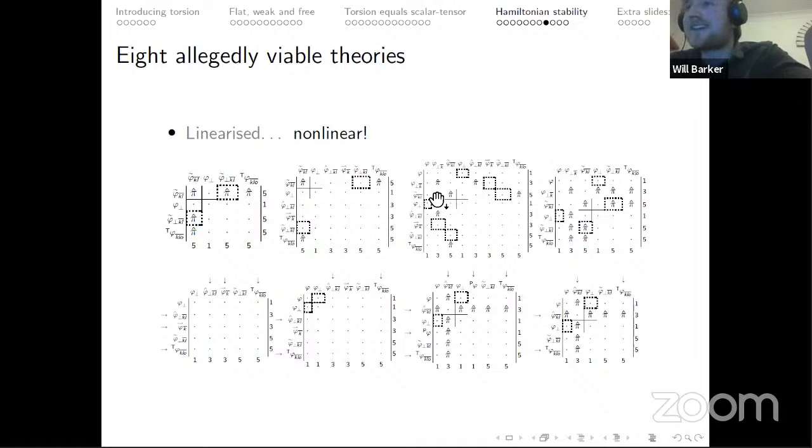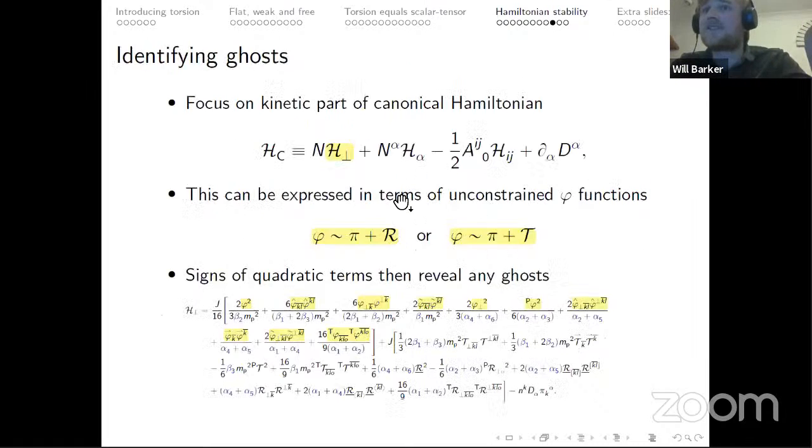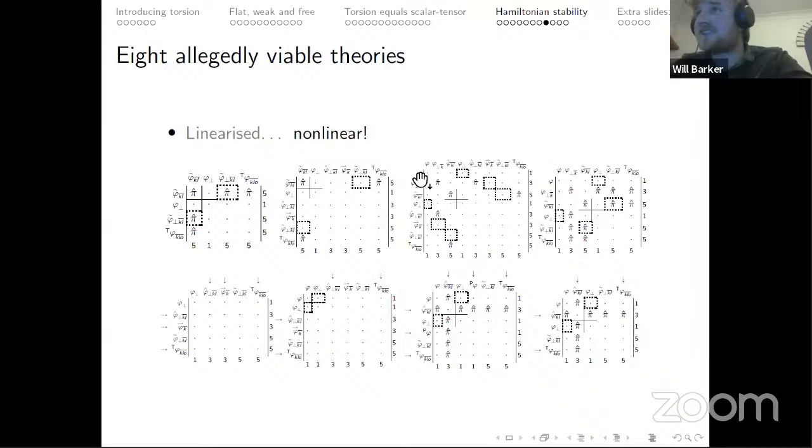Because this indicates that the primary Poisson matrix, you can think of it as like the initial data for performing the constrained Hamiltonian analysis and finding out how many degrees of freedom are propagating. If the structure of these matrices is changing very wildly, then it's almost certain that we're going to get a very radical change in the behavior of the theory as we go from linear to nonlinear. So yeah, this is a real catastrophe, except for two of these theories.